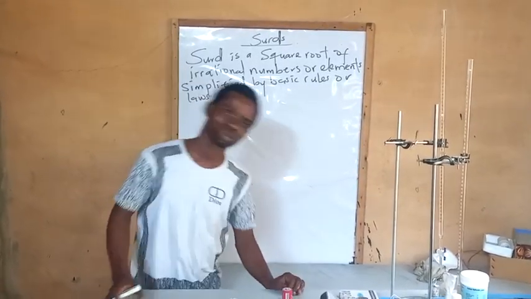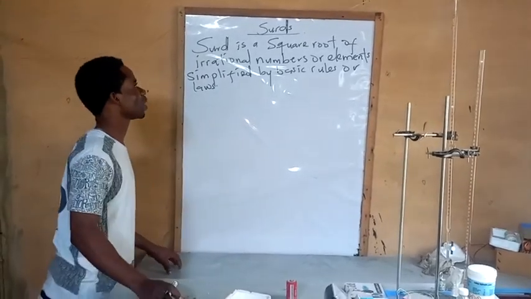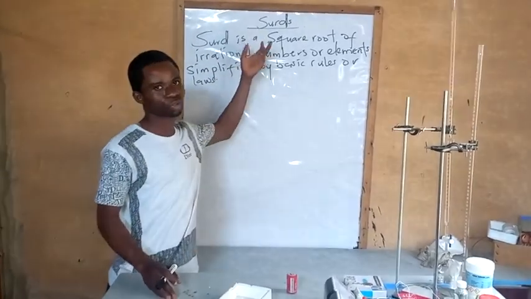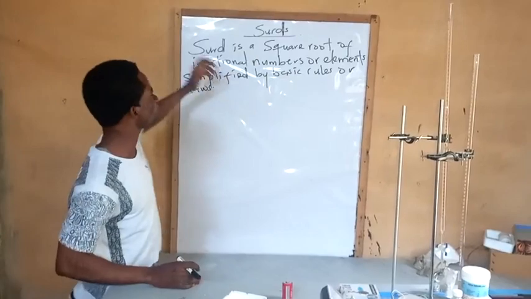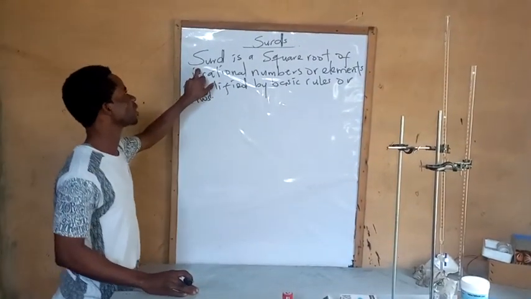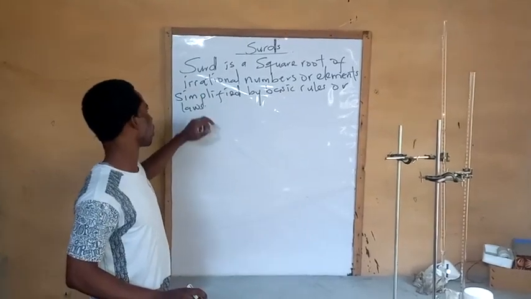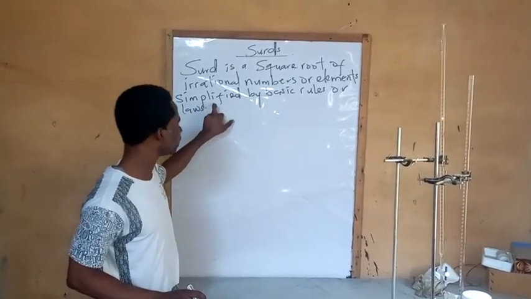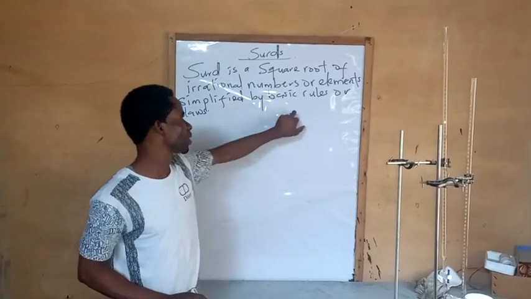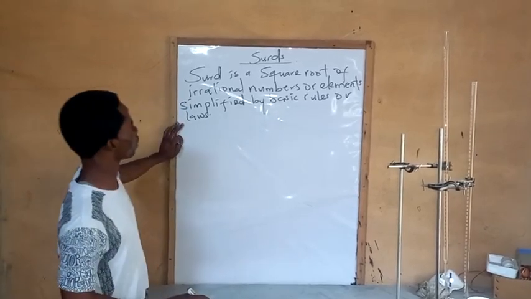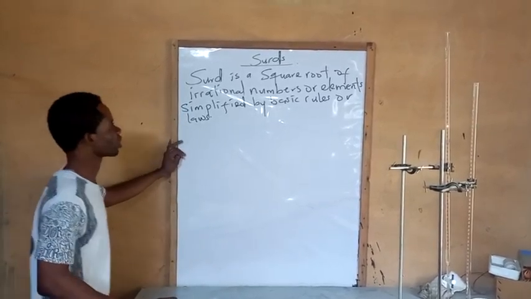Thank you so much. Today, I would like to talk about surd. So, what is the meaning of surd? Surd is the square root of irrational numbers or elements simplified by basic rules or laws. The square root of irrational numbers.